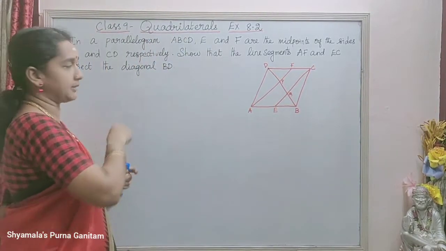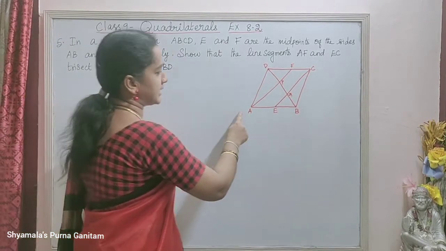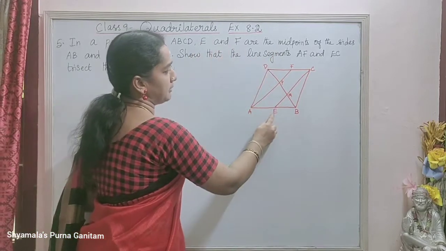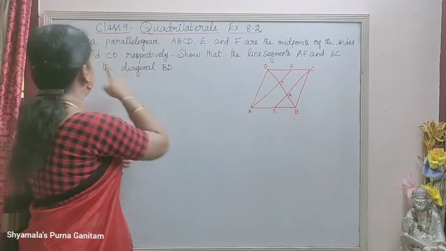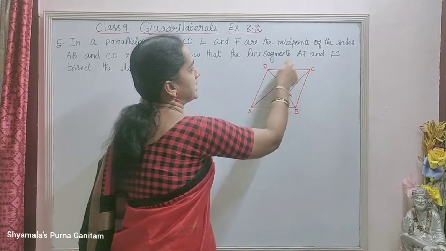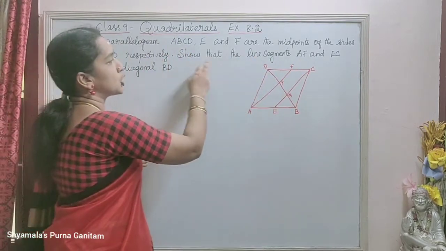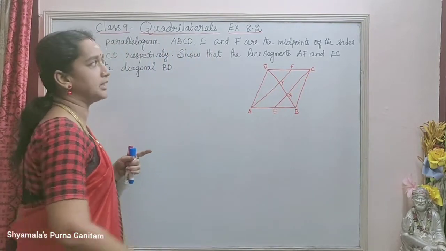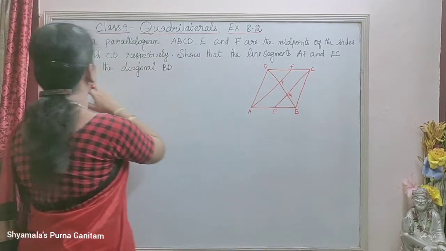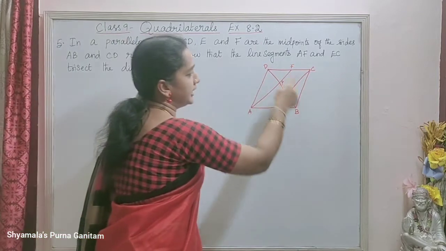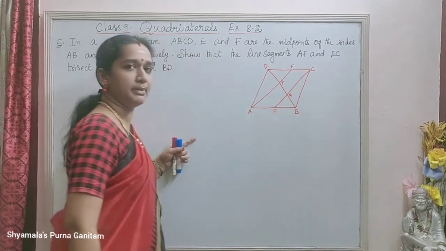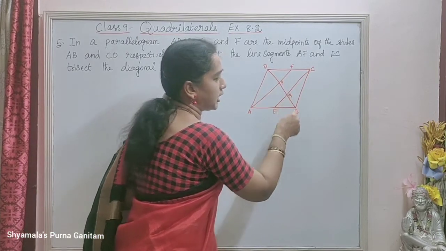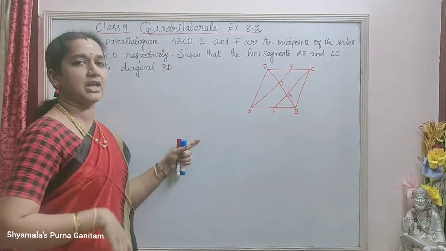In that, the fifth sum. In a parallelogram ABCD, E and F are the midpoints of the sides AB and CD respectively. Show that the line segments AF and EC trisect the diagonal BD. That means we have to prove that DP is equal to PQ is equal to QB. This is the thing we are asked to prove.